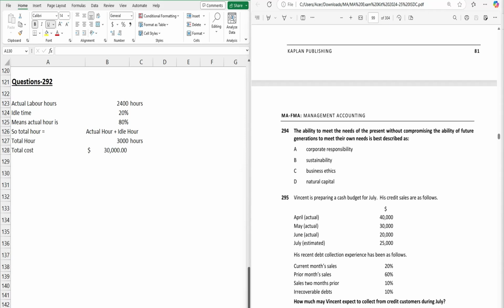And if we talk about business ethics, it's basically moral principles applied in business, and it will not necessarily describe balancing current and future needs without compromising the ability of future generations to meet their own needs. And the last is natural capital, which refers to the stock of natural resources. So obviously it won't fit the definition of sustainability.